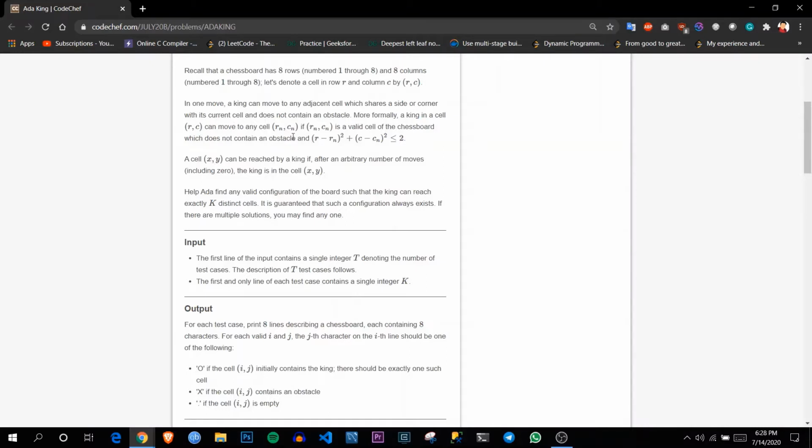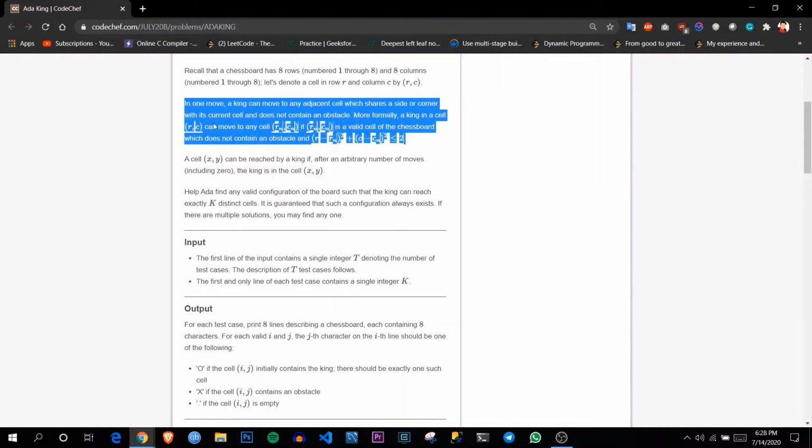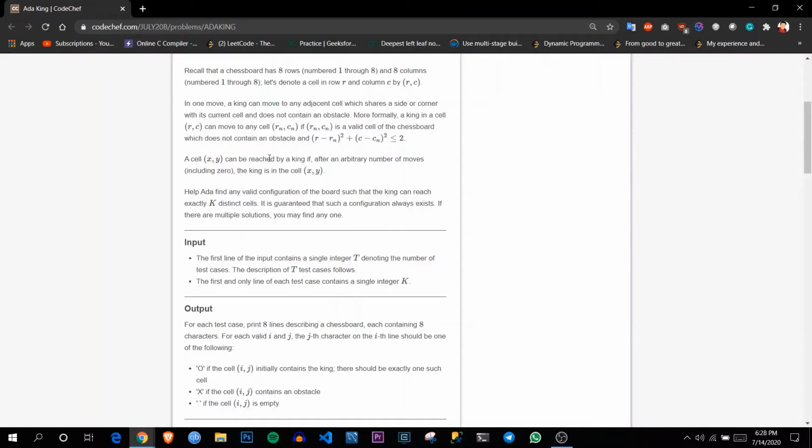So those 8 directions are, it says a king can move to any adjacent cell which shares a side or corner. Which exactly means the king can move upward, downward, left or right, which means it shares a common side with the cell, or a common corner, which means four corners. So this is exactly what is written over here. Simplifying this paragraph, the king can move in total 8 directions, and the cell is denoted as x comma y.